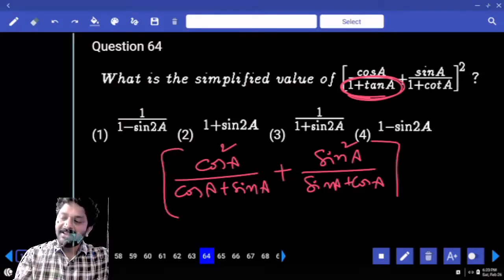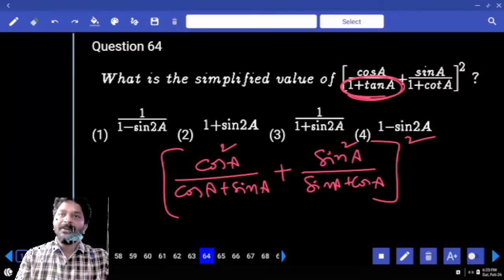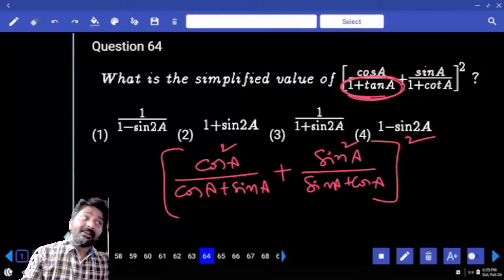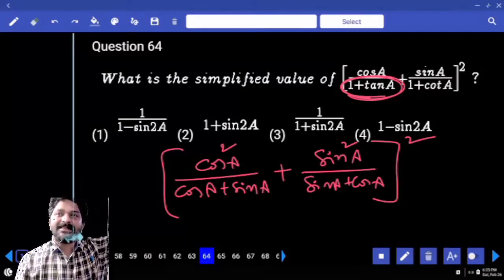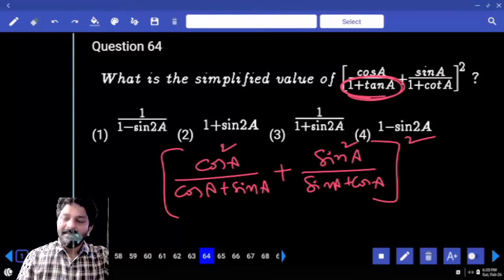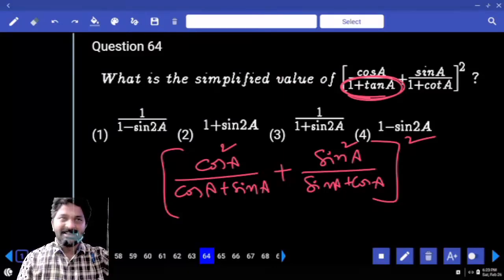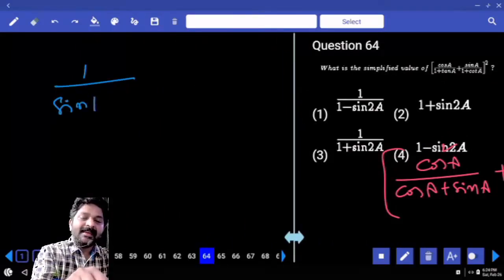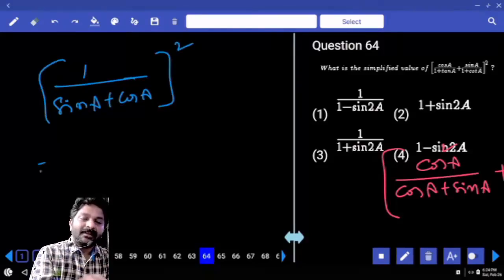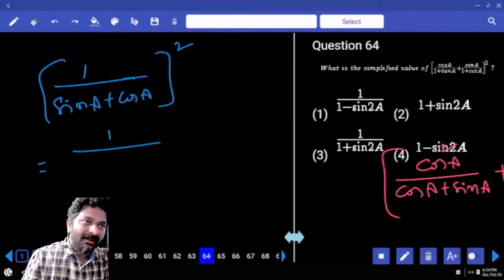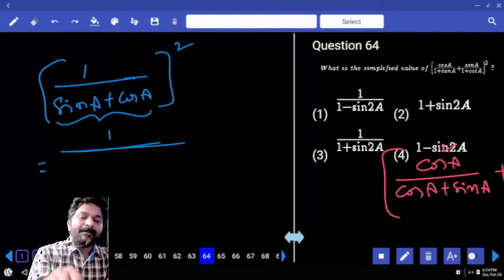For this entire thing we have to calculate the square value, correct? Look at your denominators carefully, both are the same. If you take that common, in the numerator you will have cos square A plus sin square A, that is equal to 1. And what is there in the denominator? Cos A plus sin A, or sin A plus cos A also we can write. So 1 by sin A plus cos A whole square, correct? 1 by A by B whole square, I am writing it as A square by B square. Denominator, sin A plus cos A whole square.